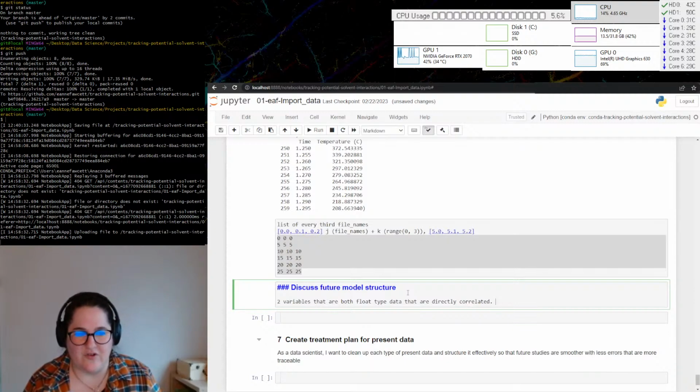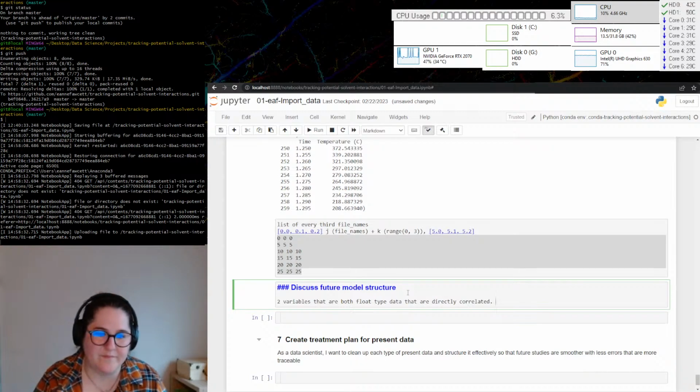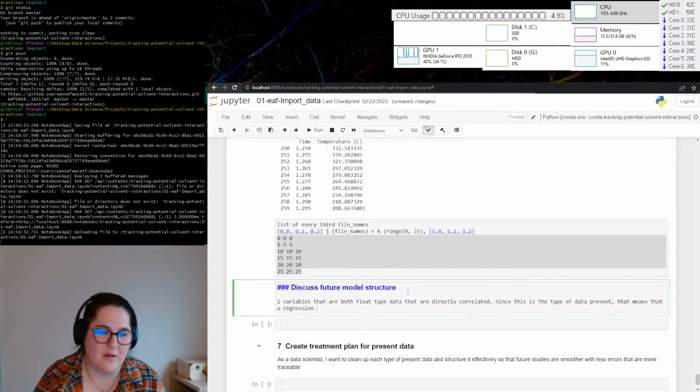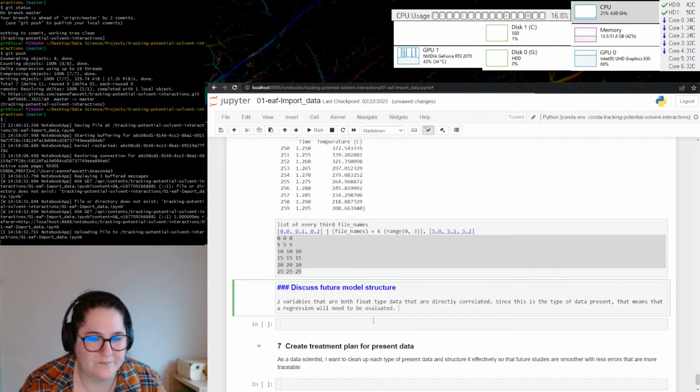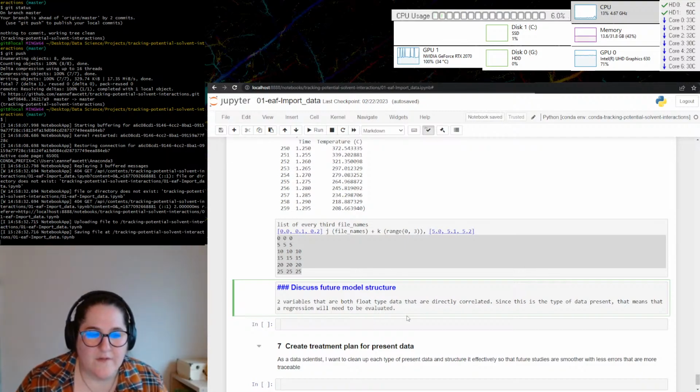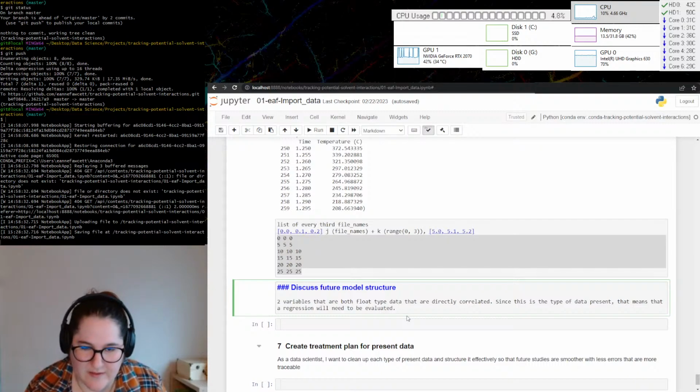So, future model structure. This means, since this is the type of data present, that a regression will need to be evaluated. So we have a regression to start. And then I know that we just discussed a bunch of different other features that can be added. Using machine learning, we can do a regression with multiple features, not just temperature, which is pretty cool.